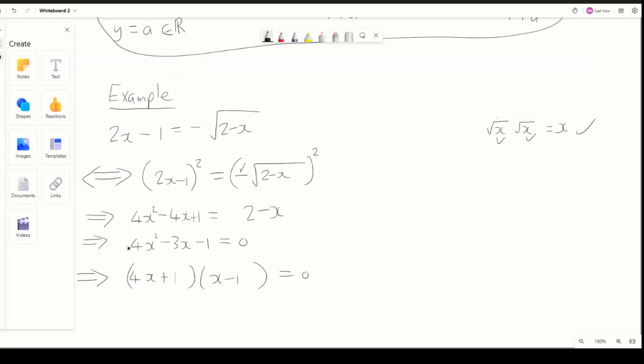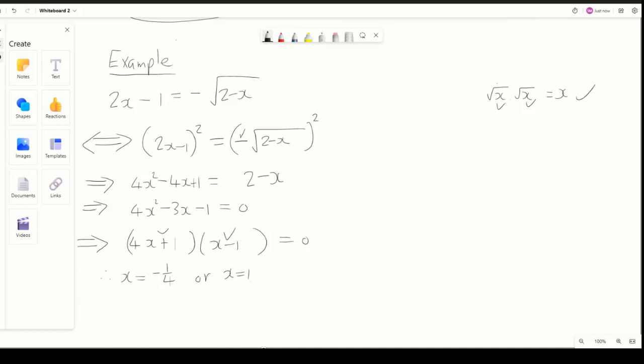For this to be true means that 4x plus 1 equals 0, or x minus 1 is equal to 0. Looking at the first one, for that to be 0, x must be minus a quarter. And for the other one, x equals 1. Then you can go back to your original equation and check whether these numbers really satisfy that equality. Okay?